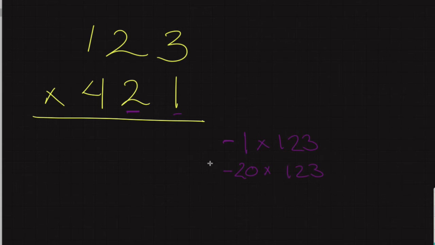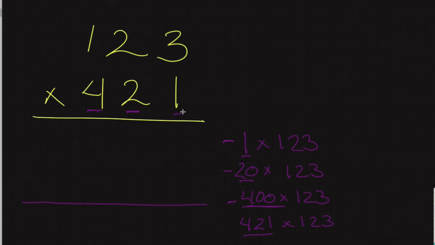There's a 2 in the tens place. That's 20. My next line is going to be 400 times 123, right? That's 4 in the hundreds place, or 400. And I'm going to add all of those up, and I should get 421 times 123, right? I counted it once, counted it 20 times, counted it 400 times. That's really counting it 421 times.